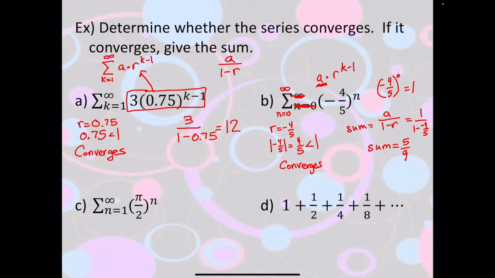All right, let's try C. We're starting at n equals 1, going to infinity of pi over 2 to the n power. My r, we're still multiplying by pi over 2. I know, again, it's not in that form, but that's still what we're multiplying by. And we check to see if the absolute value of pi over 2, which is still positive, is less than 1. And if you check, pi over 2 is actually greater than 1. So this does not converge. This diverges.